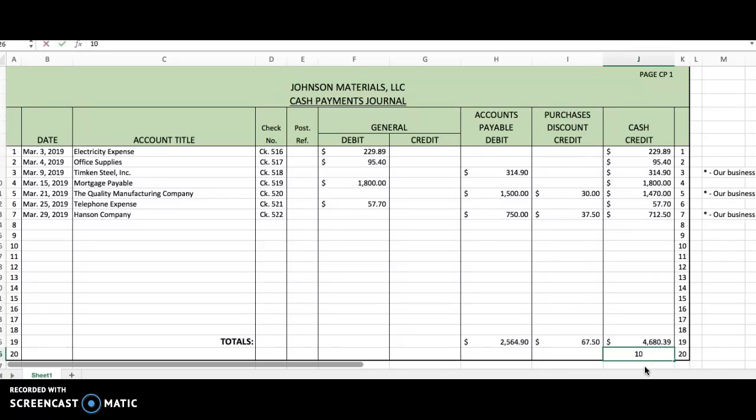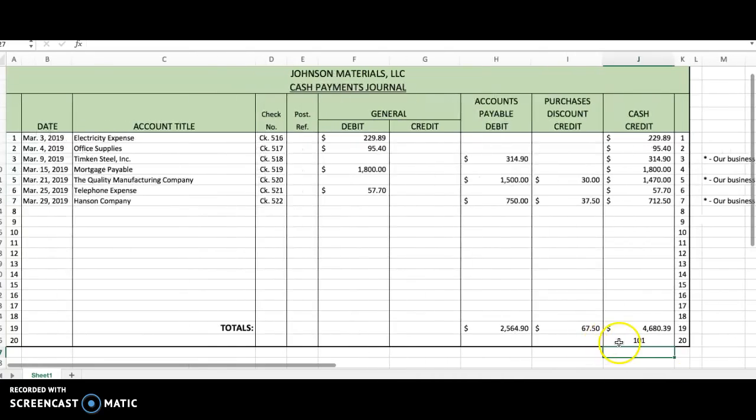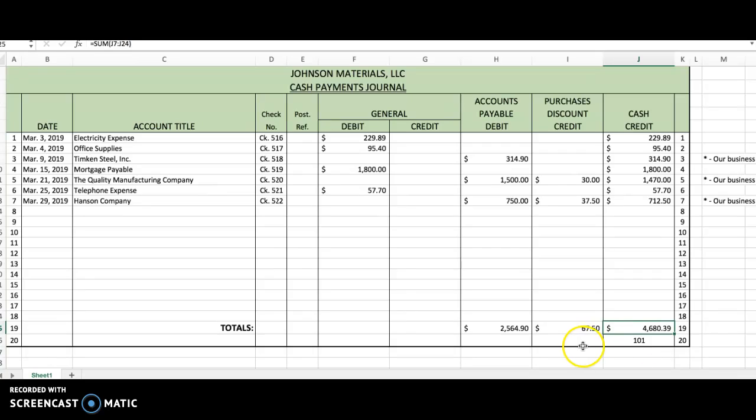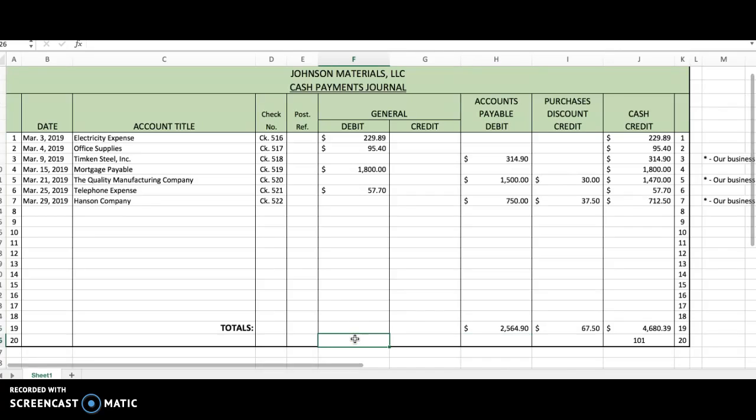But if we do post it, probably the account would be 101, and we put that number here, and that total goes to the cash account on the credit side. Purchases discount would get put into that account on the credit side. The total, again, not the individual amounts. And again, accounts payable, the total $2,564.90, would be put into the accounts payable debit column. Now, one note, you see no totals over here for the general debit. That's because these are all different accounts. These are the ones that we would put in individually.